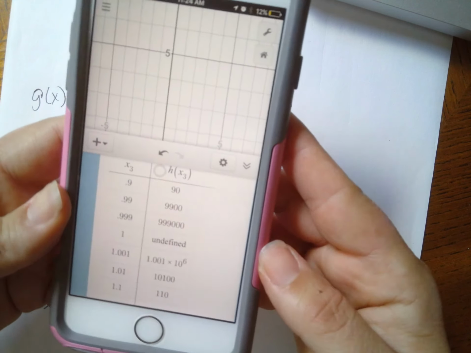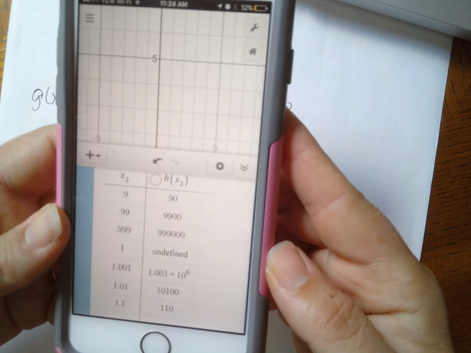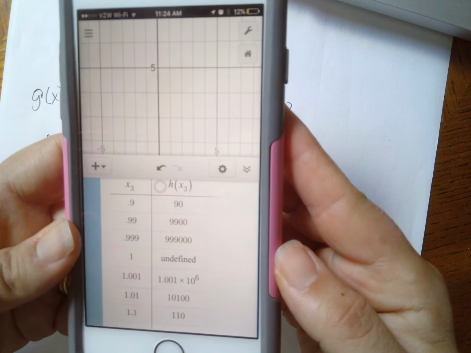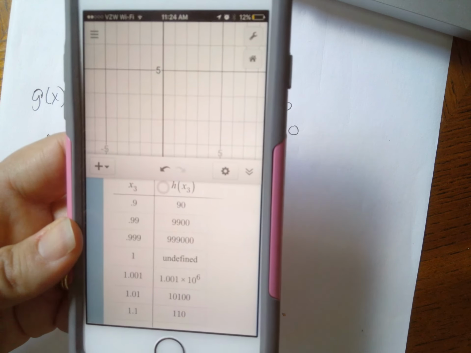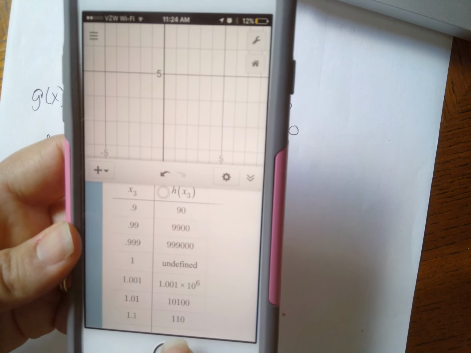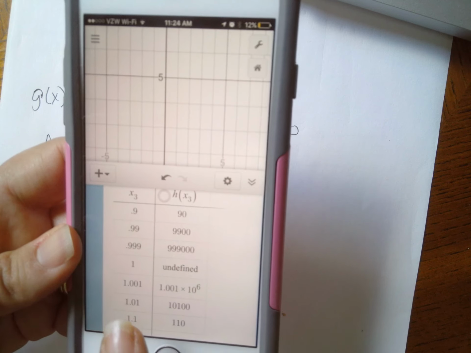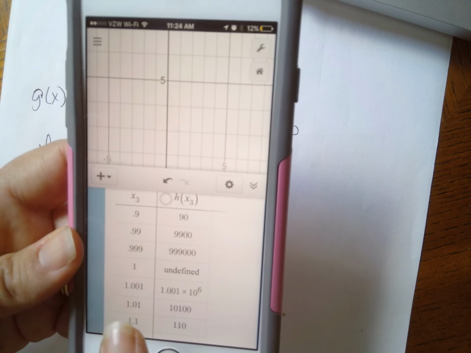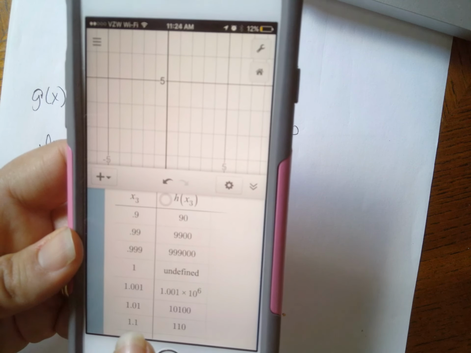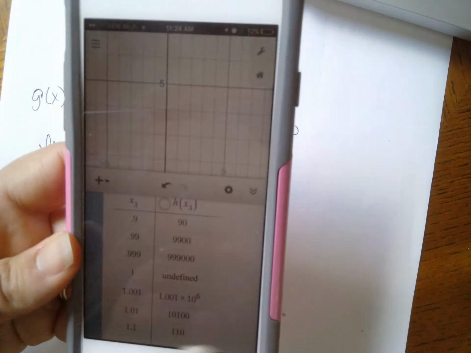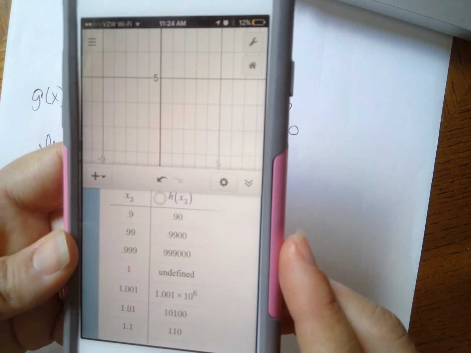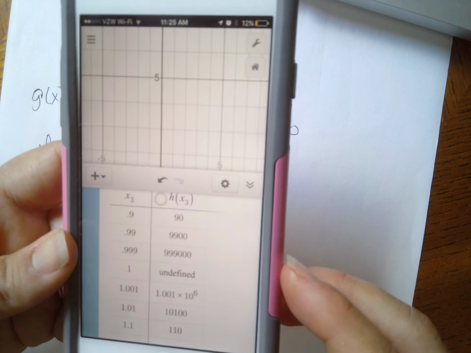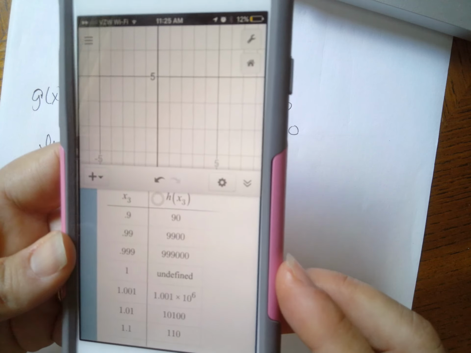So there's my table. Now what I notice this time is that the 1 is undefined in the middle. As I get slightly bigger, when I start down here, it's at 110, and I'm only increasing just a tiny bit, right? If you look at 1.1 and 1.01 on a number line, there's hardly any difference between them, but look at what happened to my y values. They jumped, right? I went from 110 to 10,100.